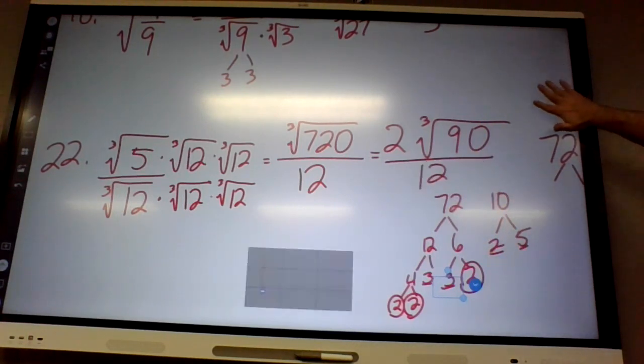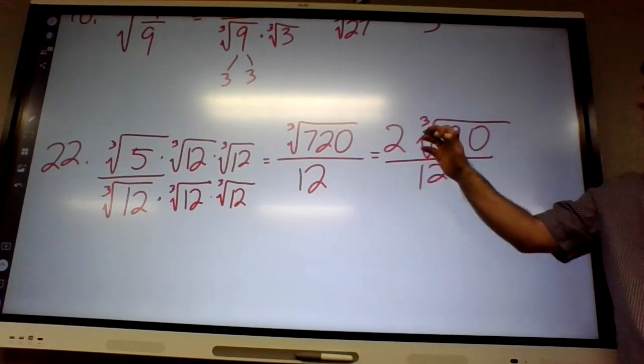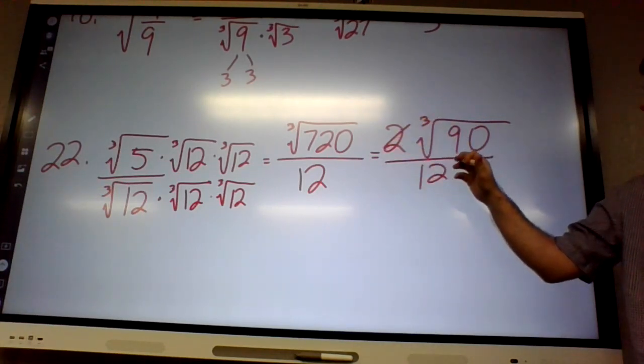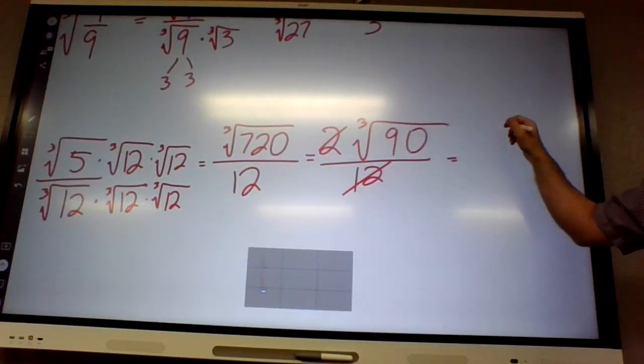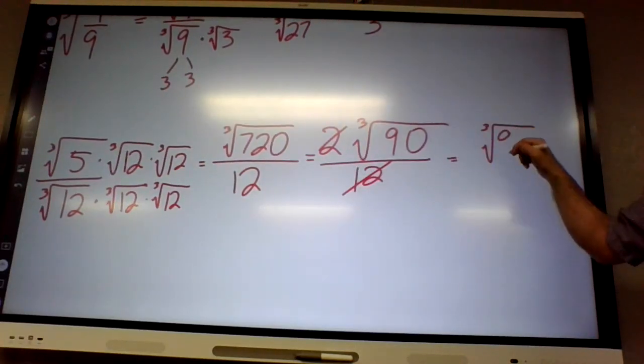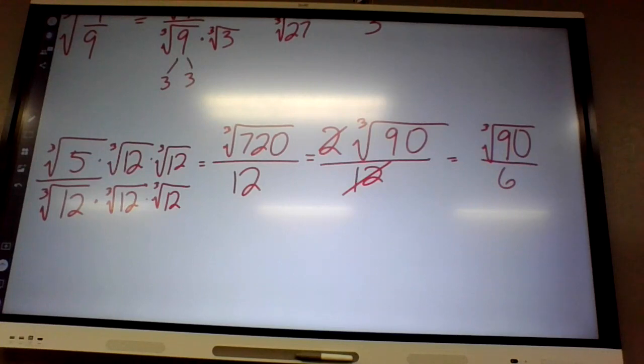But then couldn't you cancel out the 2 and the 12? Yes. The 2 and the 12, since they're both rational numbers, will reduce. 2 and 12 reduce to 1 and 6. So it's cube root of 90 over 6.